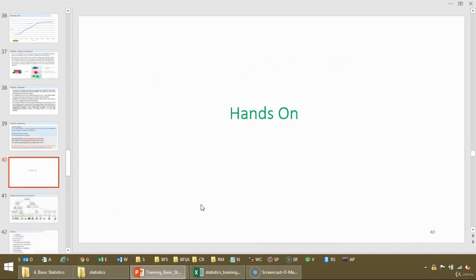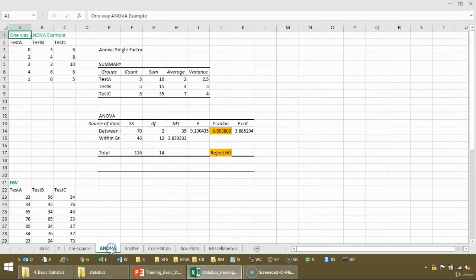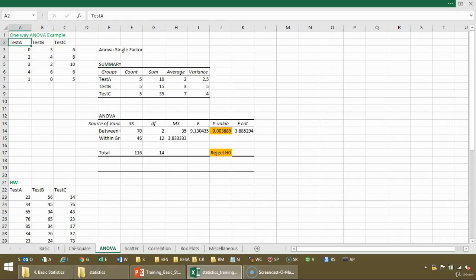So let us do the hands-on on ANOVA. Please open the Excel file and go to the ANOVA tab. Here, some tests were done, three tests, and there is some result. We wanted to verify whether these three tests are different from each other or not. If you see, we have only one variable: test A, test B, test C. How can we go ahead and do it? Let us open the tab.